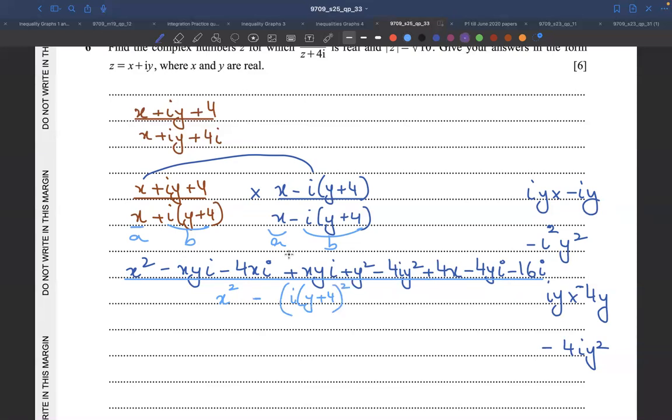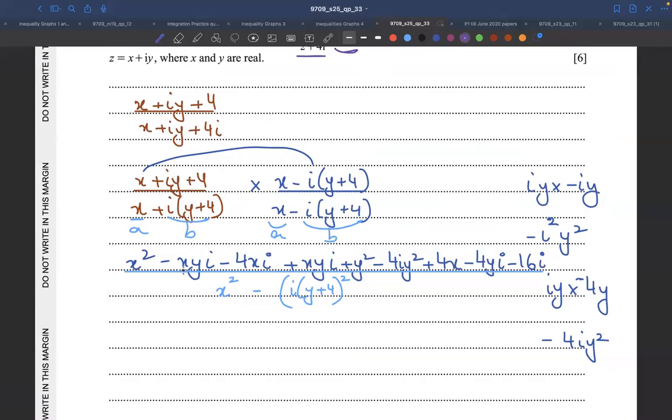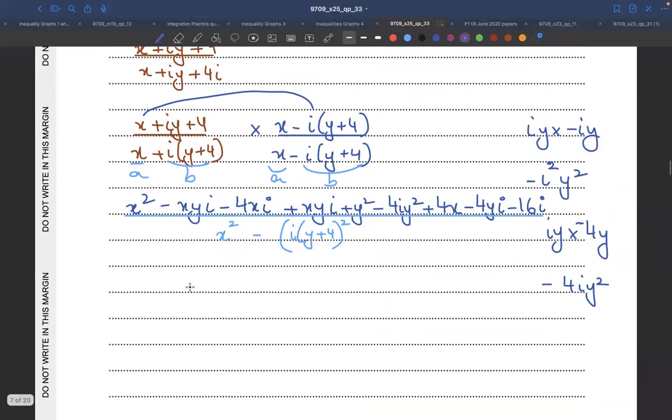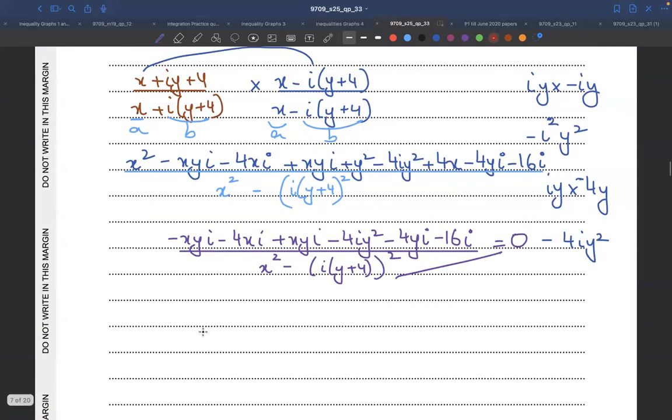Now in the question, an important part was that this is real, which means the imaginary part is 0. So first let's write down all the iota terms. So that will become minus xy iota minus 4x iota plus xy iota minus 4 iota y squared minus 4y iota minus 16 iota. And obviously this will be divided by the denominator as well, x squared minus iota into y plus 4 whole squared, and this will be equal to 0. So when I cross multiply, this will be 0 anyway. Now we'll take iota common over here and we'll get minus xy minus 4x plus xy minus 4y squared minus 4y minus 16, and this will now be equal to 0.